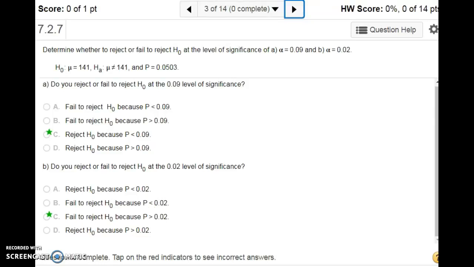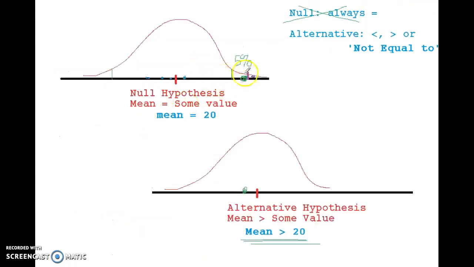And so why do we use different levels of alpha? It really depends upon what the consequences would be of a type 1 error. If a type 1 error would be really, really bad, you want a really, really small alpha, which would reduce your chances of getting a type 1 error. And why this works: the smaller you make your significance level, it means your sample has to be further and further out into the tail before you're going to reject the null in favor of the alternative.